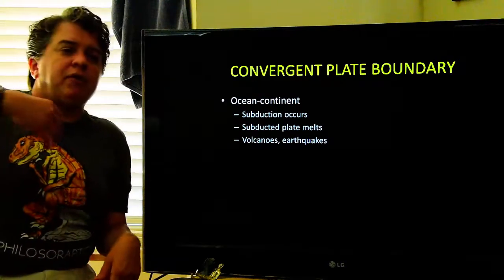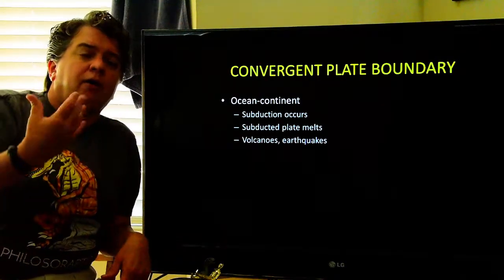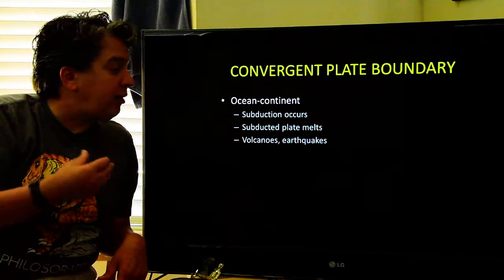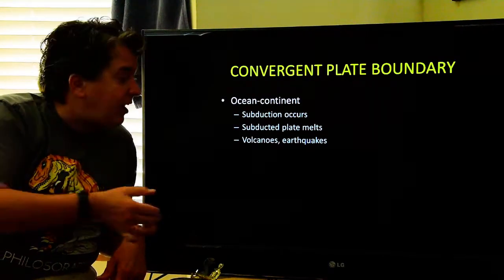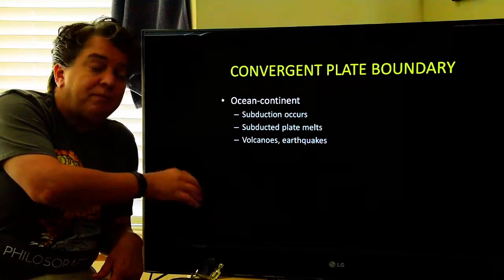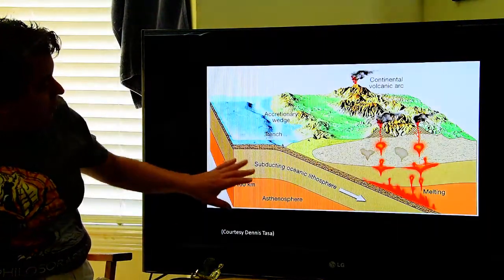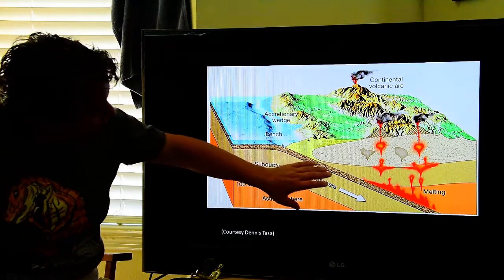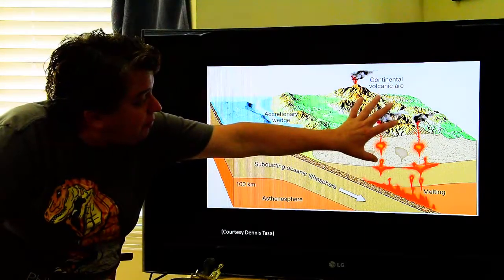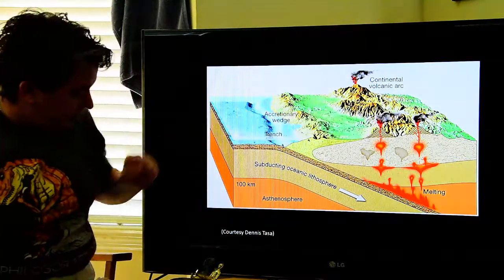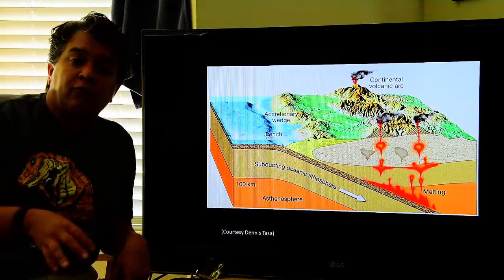And I wrote the subducted plate melts. It's actually part of the subducted plate, and the mantle above it will begin melting. If we get this melting happening, we get volcanoes. And we also get earthquakes. And that's what we're seeing right here. We have this ocean plate sinking underneath the continent. We get this melting occurring, creating those volcanic mountain ranges.